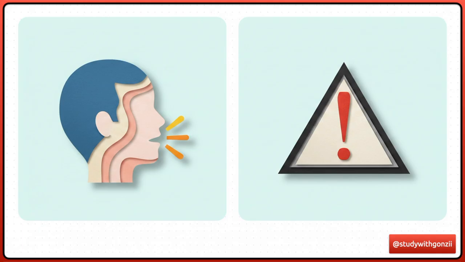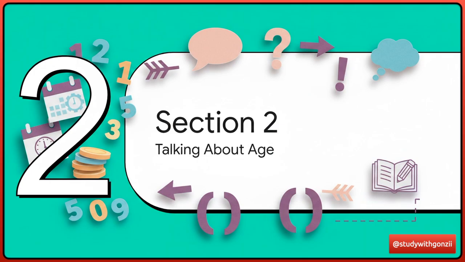But over on the right side, the tens, 30, 40, 50, the stress is at the beginning, ending with this short I sound, 30. Listen to that difference, 13 versus 30, 14 versus 40. Nailing this tiny difference is going to make your English sound so incredibly clear. Moving right along to Section 2, talking about age.